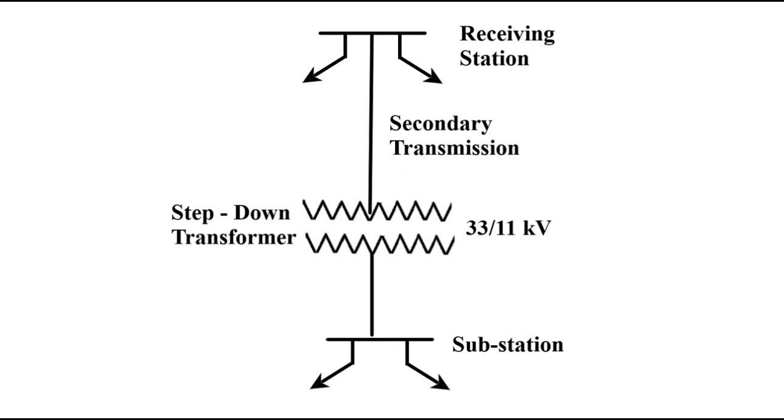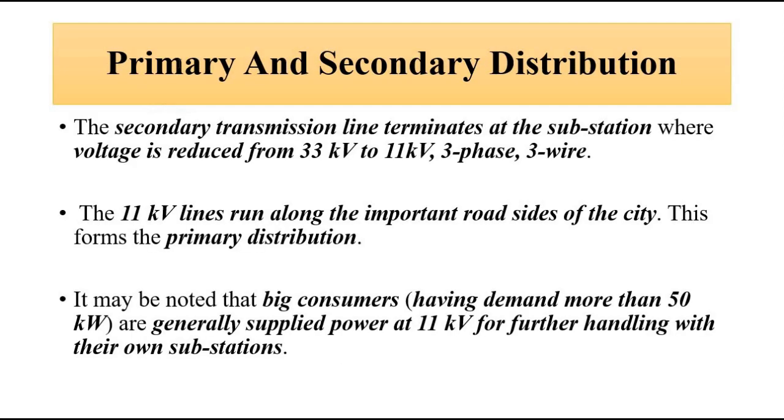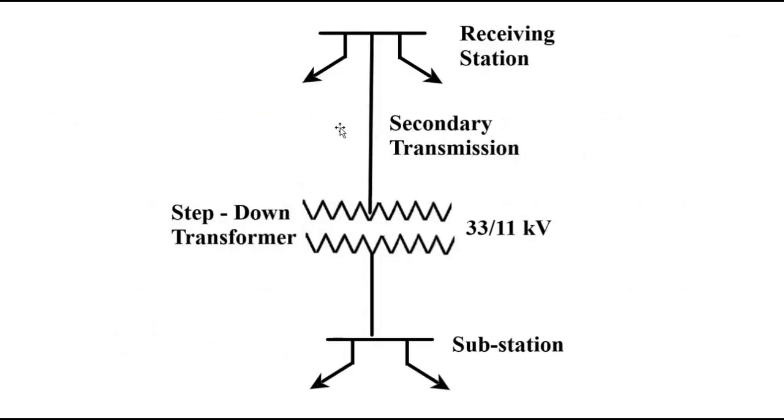Then happens the distribution part. The distribution part again has two main parts, primary and secondary distribution. So the secondary transmission line terminates at the substation. Okay, it terminates at the substation, this place. This is the substation where the secondary transmission line terminates.